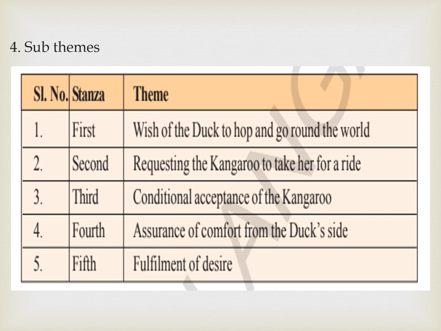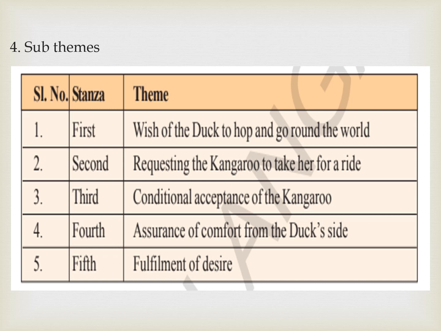Second stanza theme is requesting the kangaroo to take her for a ride. The theme of the third stanza is conditional acceptance of the kangaroo. Fourth stanza theme, assurance of comfort from the duck's side. Last stanza, that is the fifth stanza, theme is fulfillment of desire.